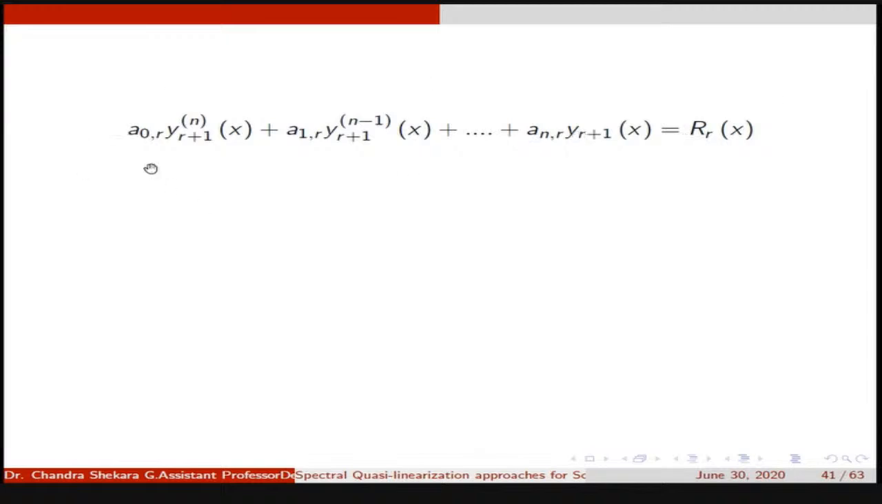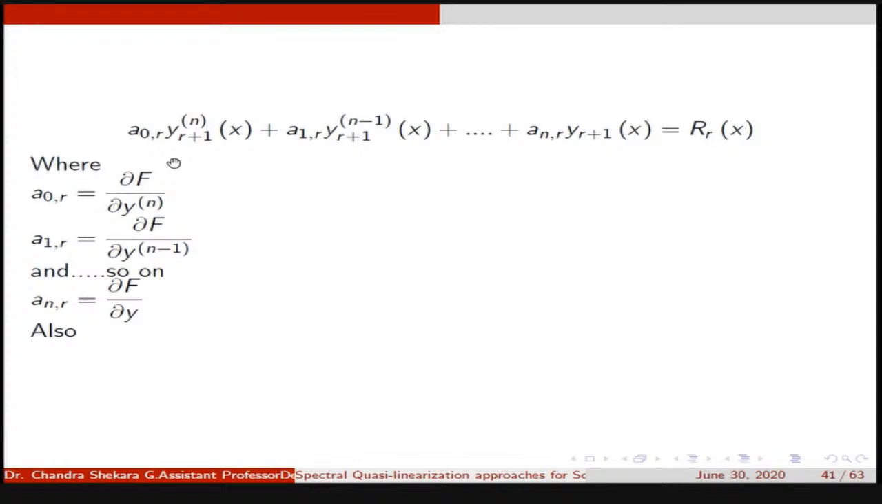we need to use iteration, or looping statements, to run this program when programming using some software package. Here, a_0r is nothing but the derivative of the nonlinear operator with respect to y^(n), and a_1r is the derivative of the nonlinear operator with respect to y^(n-1), and so on. So a_nr is also the derivative of the nonlinear operator with respect to y.